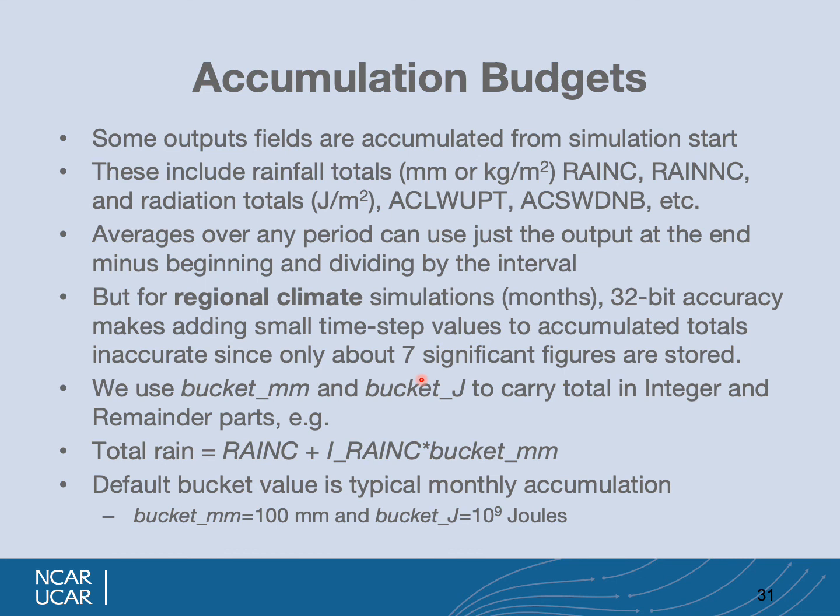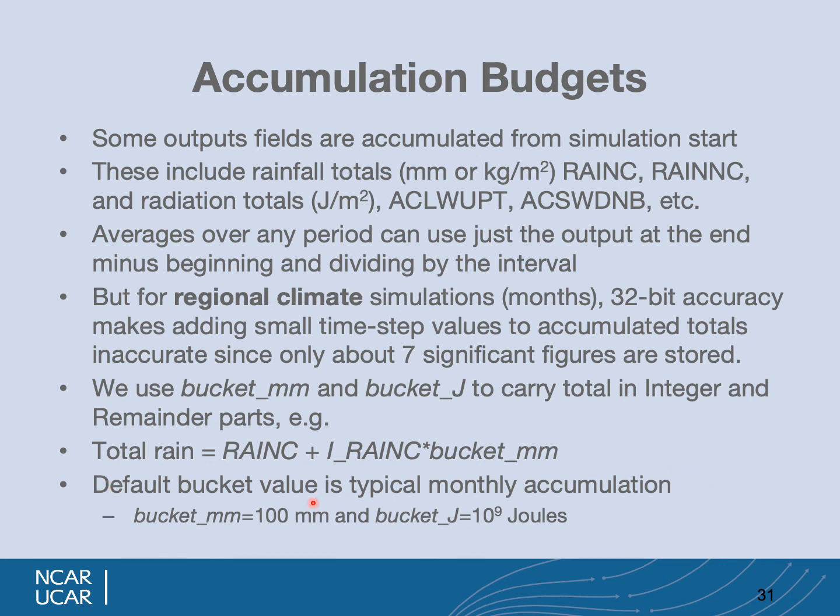So the way we get around that is to have these bucket options, bucket MM and bucket J. They carry the total in integer and remainder parts. So you have the remainder in RAINC and then the integer part, which is IRAINC times bucket MM, and that's your namelist option that you can specify the value of. So every time it reaches this bucket value, it'll tip the bucket and add an integer to this IRAINC. And so when you want the total, you have to add RAINC to this IRAINC bucket tip number times the bucket size.